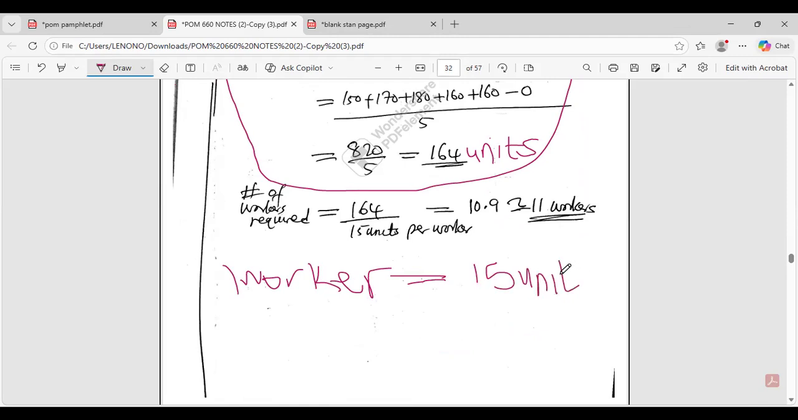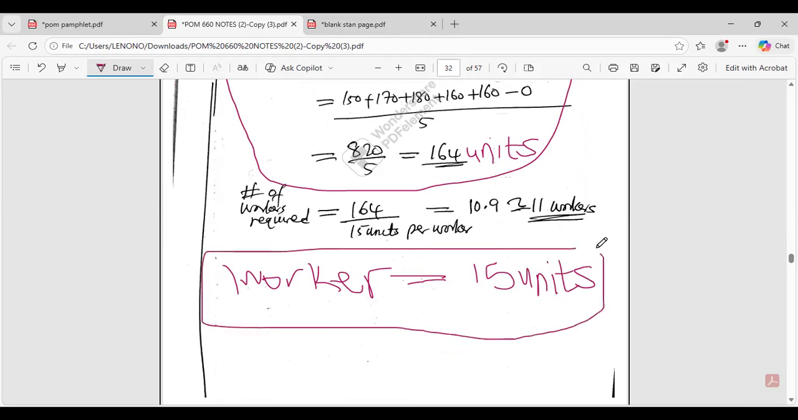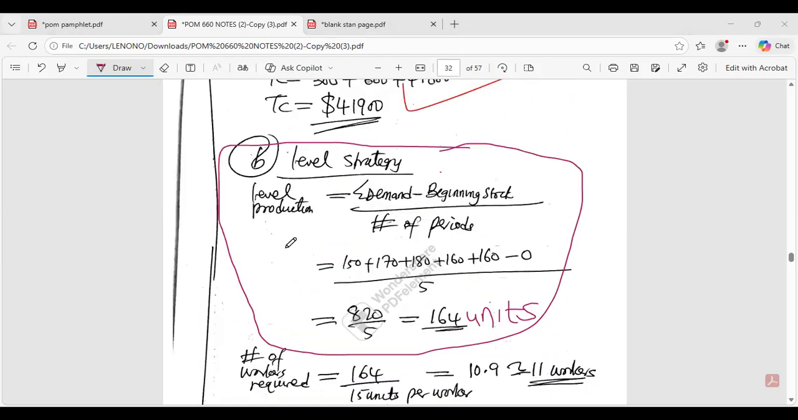You can see that one worker is producing how many units? One worker is producing 15 units. Are you there? Oh, I was muted. Yes. One worker is how many units? 15 units. What's the level production units? 164. Yeah. So how many workers do you require from there?